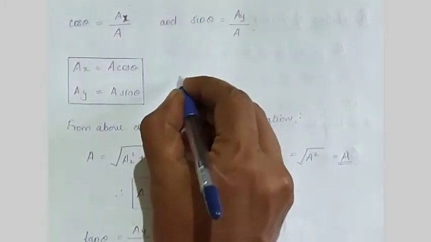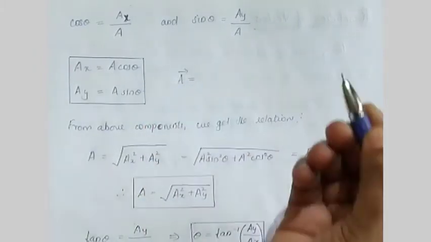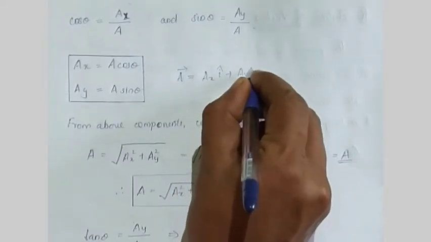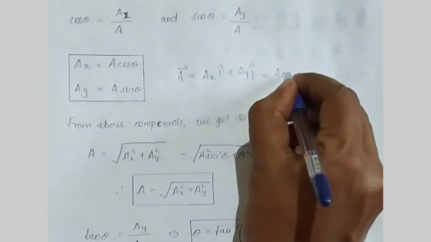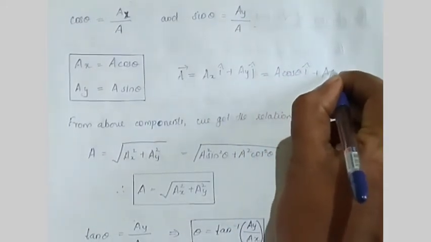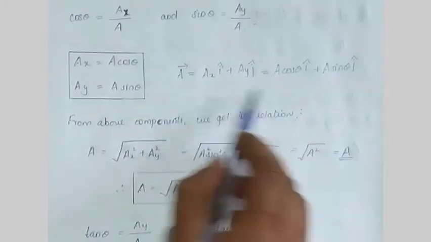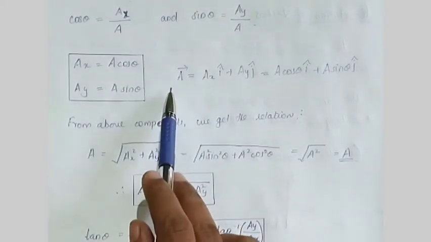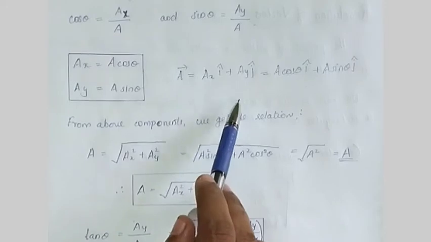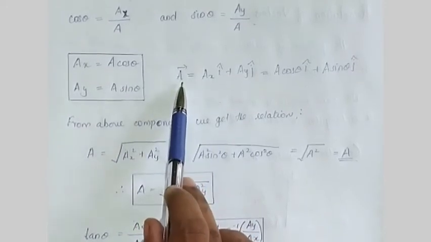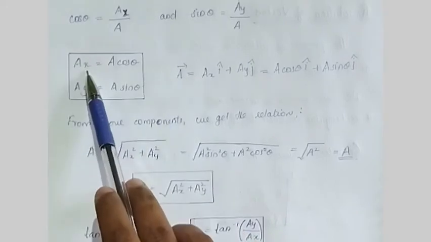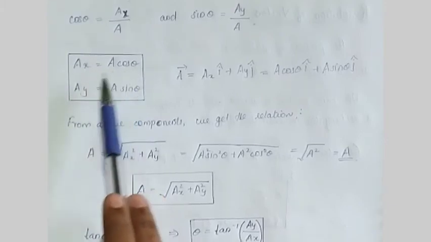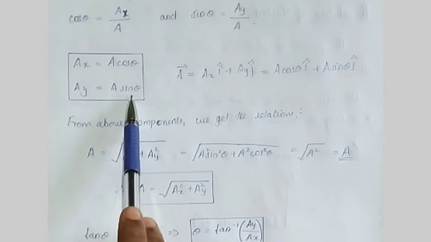So now we can represent in component form our vector A as AX i cap plus AY j cap, which can be written as A cos theta i cap plus A sin theta j cap. So this is the component form of our vector after resolution. So any vector which is making an angle theta with the horizontal axis, that is the x-axis, can be resolved into its components, that is x component and y component, and we obtain the x component as magnitude of vector into cos theta and y component as magnitude of vector into sin theta.